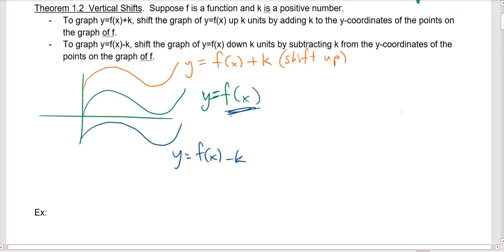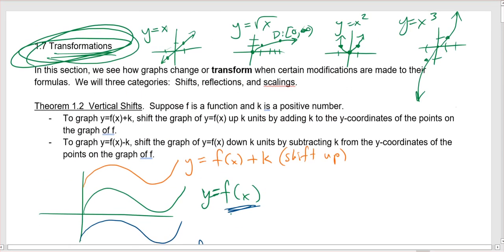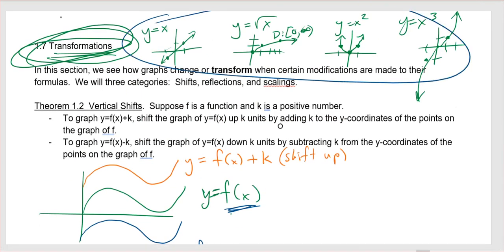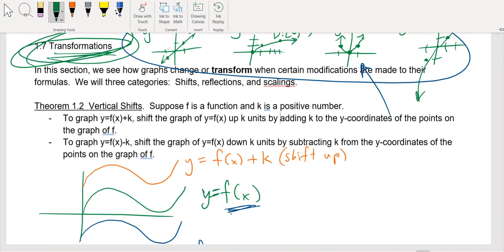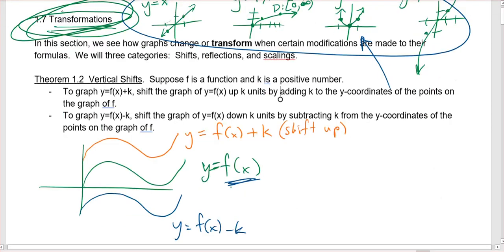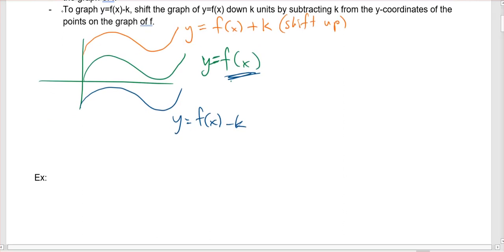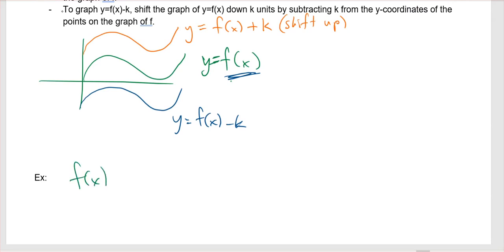So let's look at an example here. We want to choose one of our buddies here. Usually we want to take this one, x squared, and think about it because we can just immediately draw that parabola. We know what it looks like. We're familiar with parabolas a little bit, at least from previous coursework. So let's take a look at this. Y equals, well, let's use function notation. So f of x equals x squared minus 3.